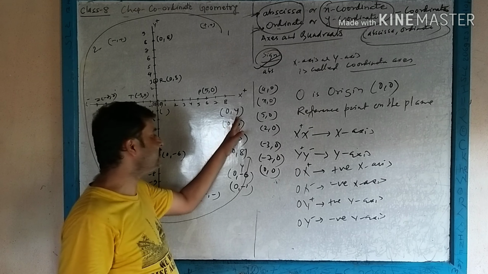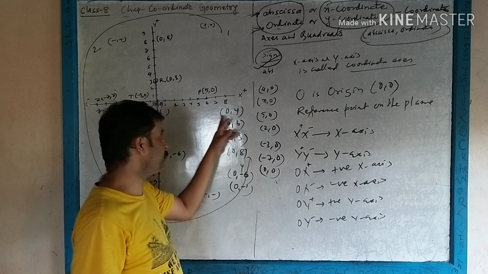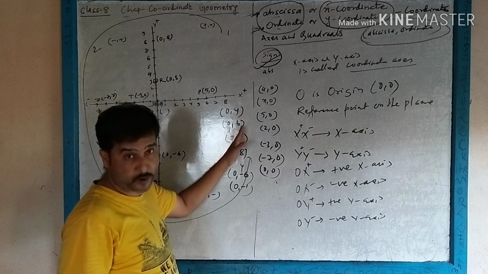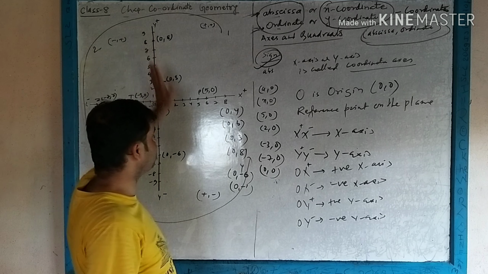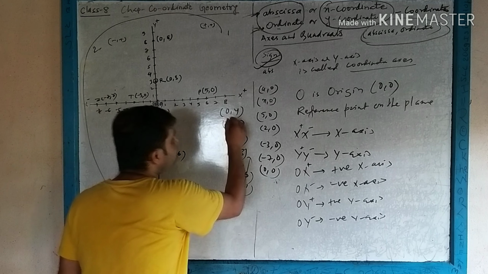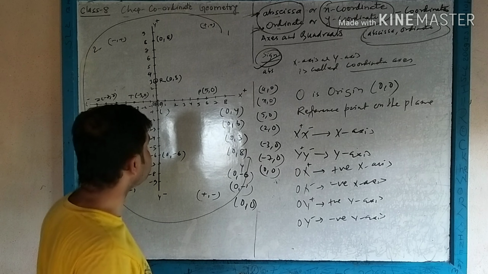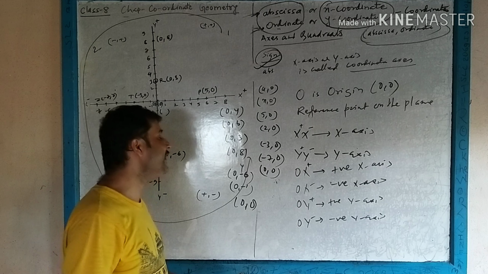So any point on the y-axis is given by 0 comma y. If the value of y is positive, it will lie on the positive y-axis. If the value of y is negative, it will lie on the negative y-axis. If the value of y is 0, then it will lie at the origin, because the origin is on the x-axis as well as on the y-axis.